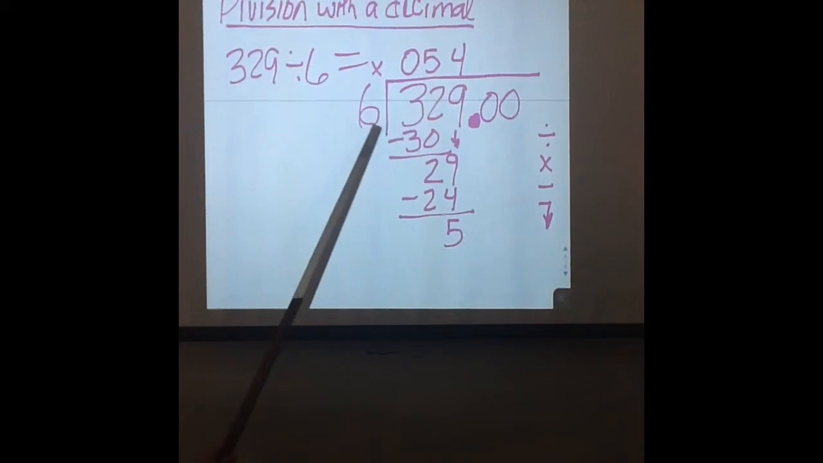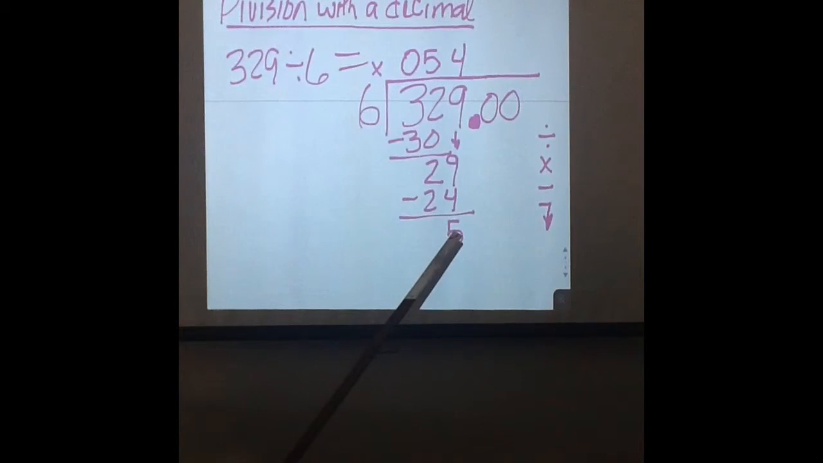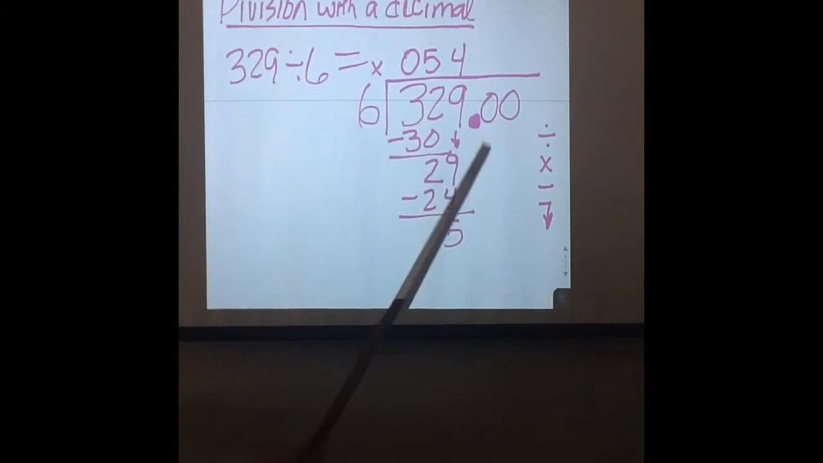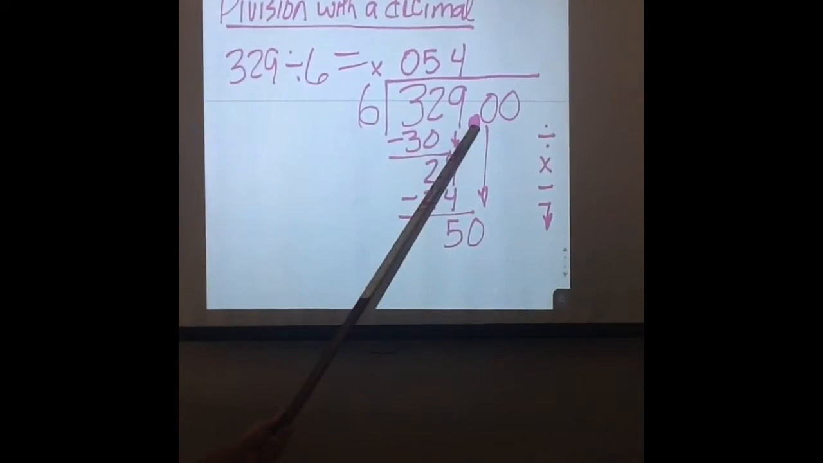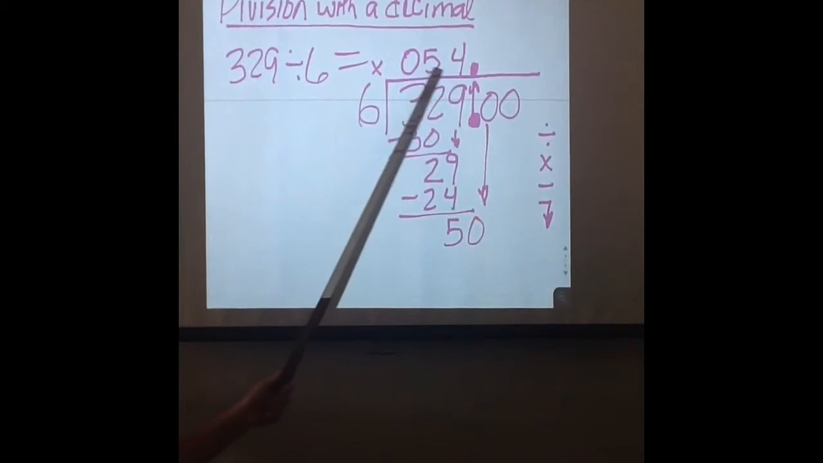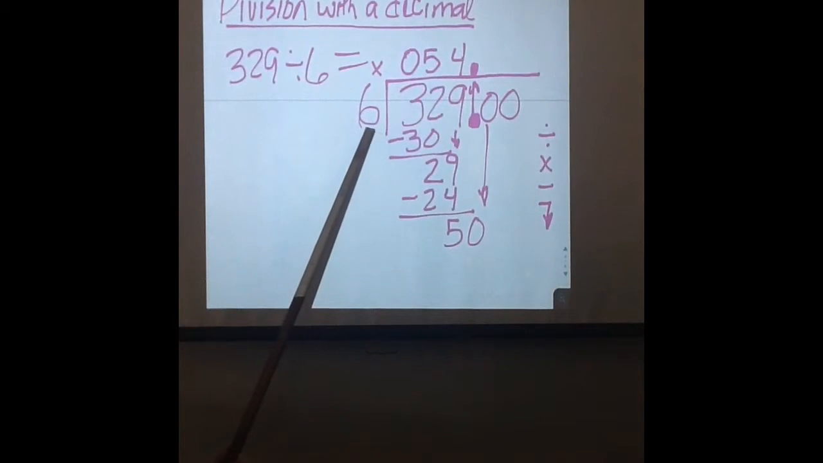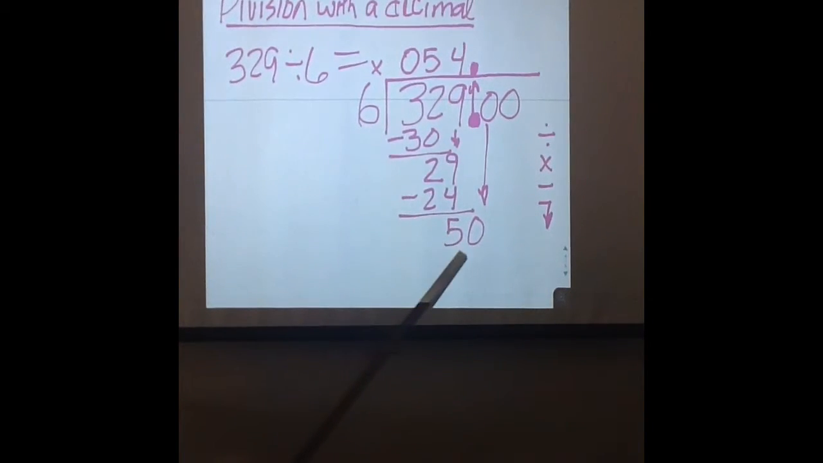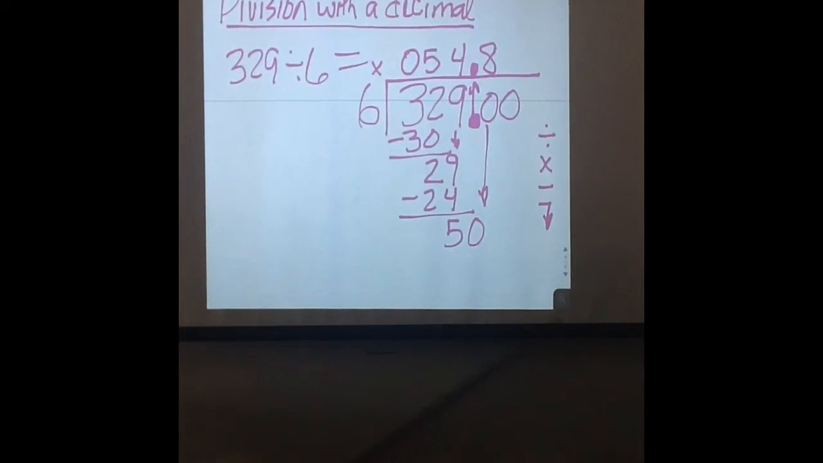Now what do we do next? We did our sister subtract. Now we do our brother bring down. Now when you have a decimal, I want you to bring the decimal up and put it on the roof of the house. Okay? So now our answer is going to be 54 point something. Let's ask our daddy divide question. How many 6s are in 50? If you said there's 8 6s in 50, good work.